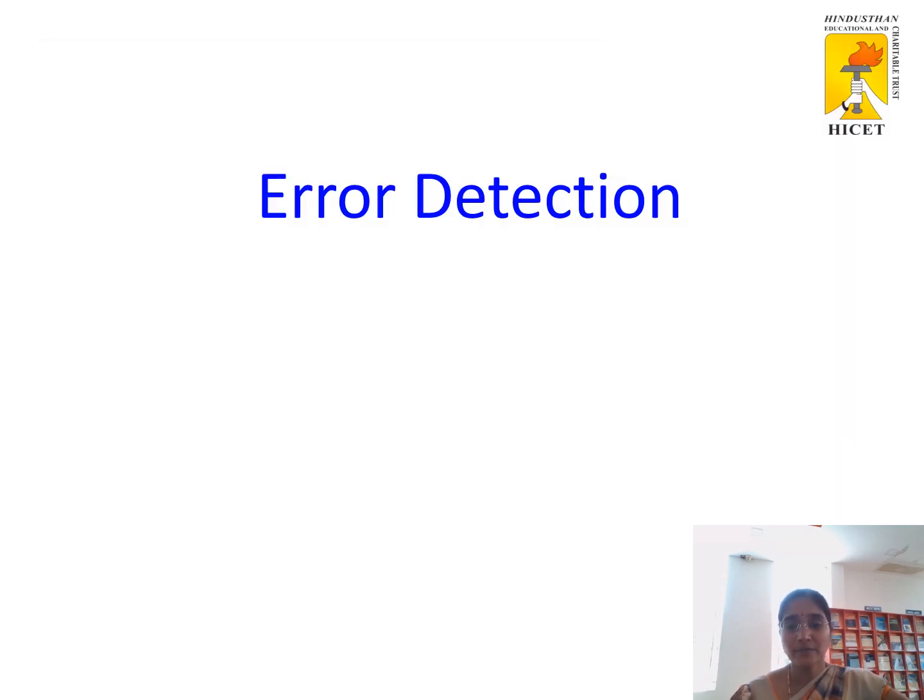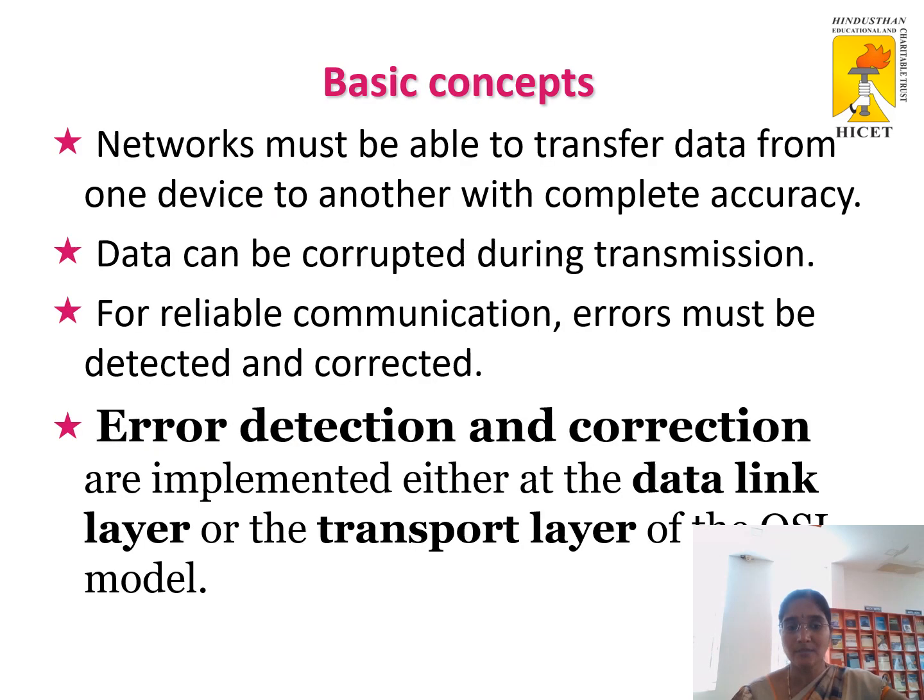Under error reduction, we are just going to discuss the types of errors and reduction methods that can be used. Before moving into the topic in detail, first we can discuss the basic concepts that are needed to know about error reduction. Networks must be able to transfer data from one device to another with complete accuracy, right? That's what we all will be expecting.